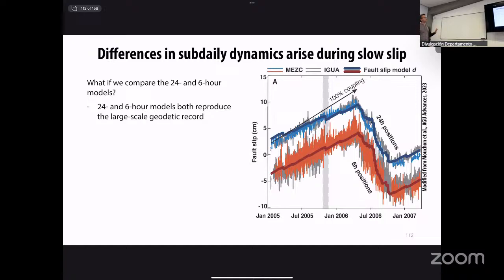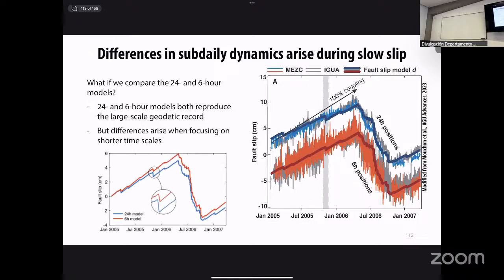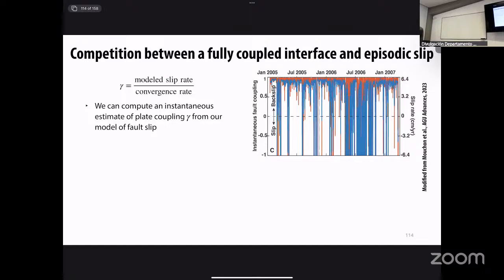So to do that, this is why we did these 2 different time series solutions at 24 and 6 hours. Both solutions reproduce the large-scale geodetic record well. But there are differences that arise when you start to look at the smaller time scale. So you can see here, if we zoom into this little slip event, that the 6-hour one shows smaller slip than the 24-hour one. So we can start to ask questions about what that actually means. So what we can do is we can go back to our definition of coupling, and I'll show you real quick.